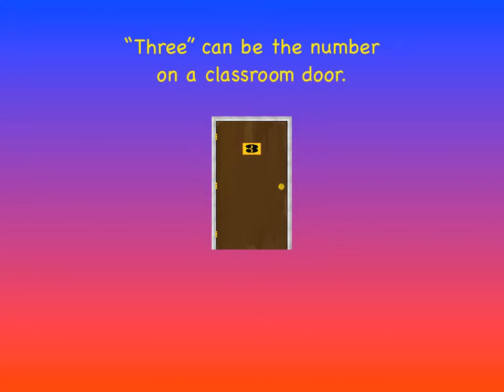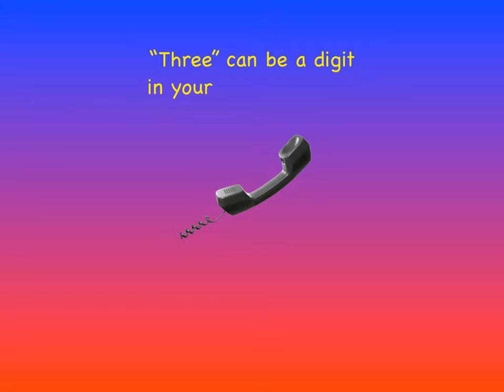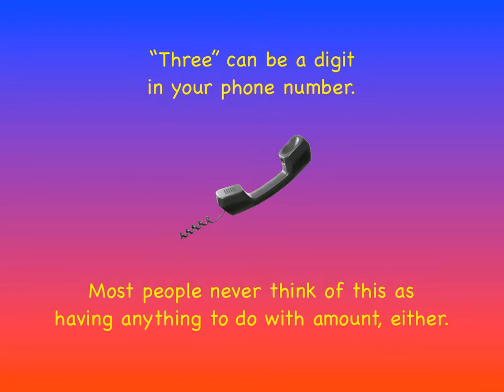3 can be the number on a classroom door. Room number 3 might be the first classroom down the hall. This is not an amount. 3 can be a digit in your phone number. Most people never think of this as having anything to do with amount either.